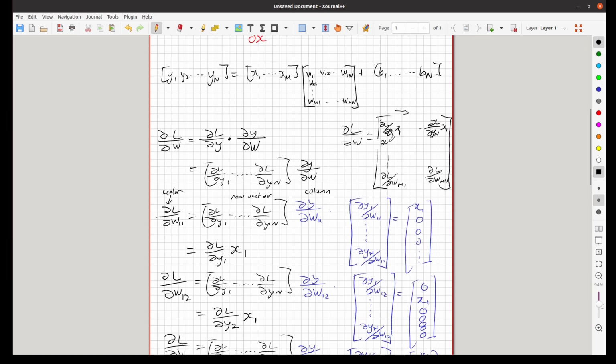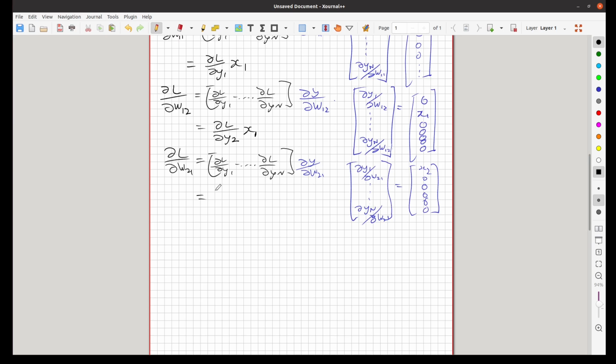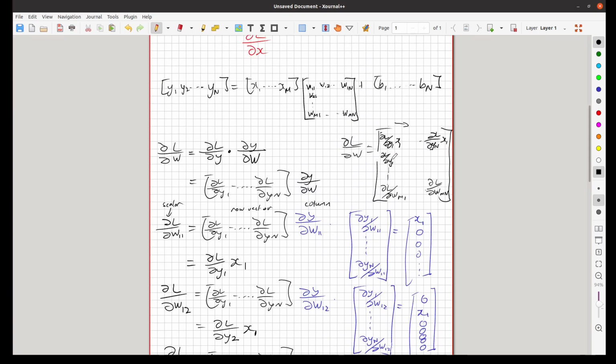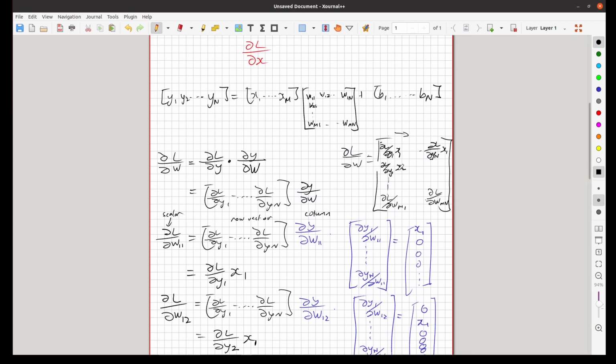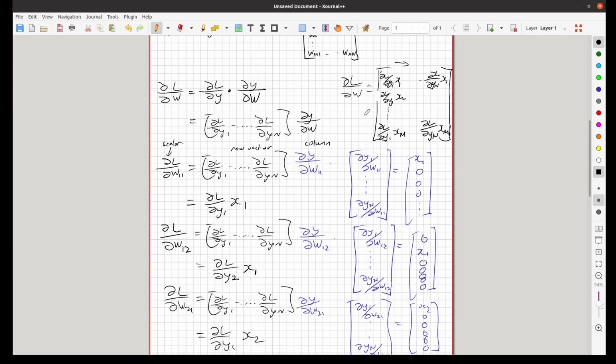So this here will be dL/dy1. Oh wait, let me just finish this calculation here. So this will be this dot producted with this. So that's going to pull out dL/dy1 x2 now. So what we do now is we're not stepping the y index, we're stepping the x index. So if we go all the way to the bottom, we can rub this out and replace it with its actual expression, which is dL/dy1 xm. And then this will be dL/dyn xm. Okay, so now we have what dL/dW looks like.